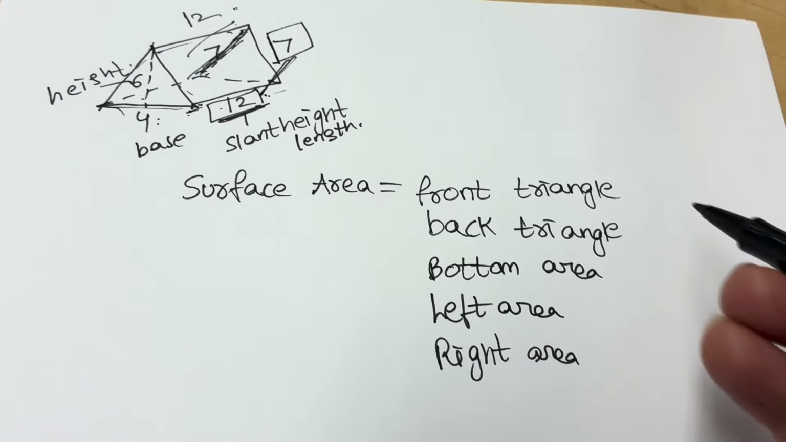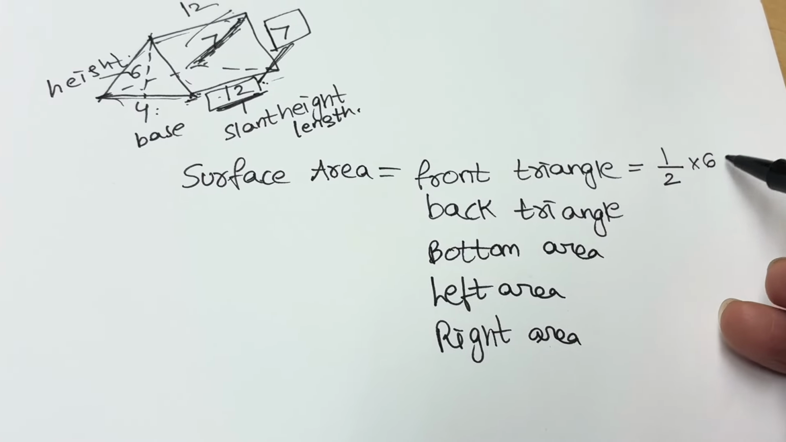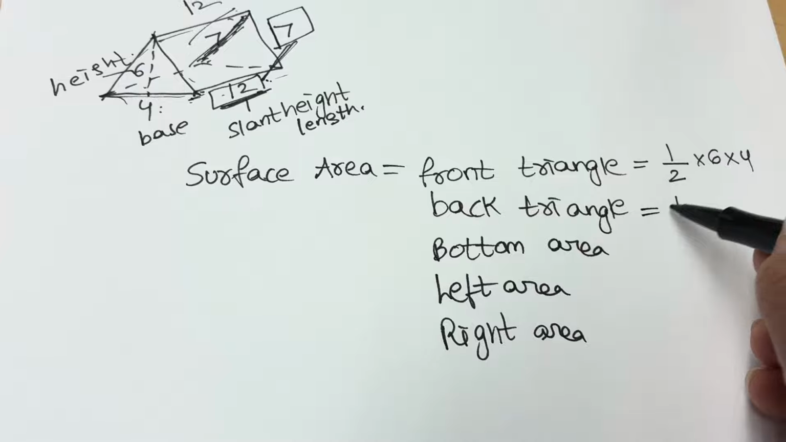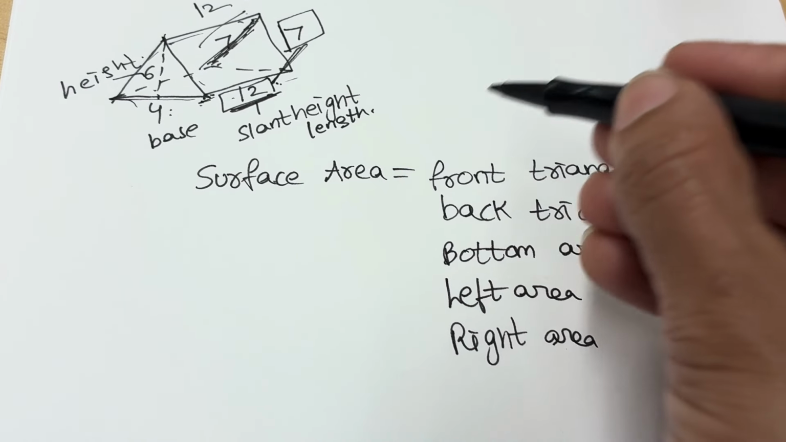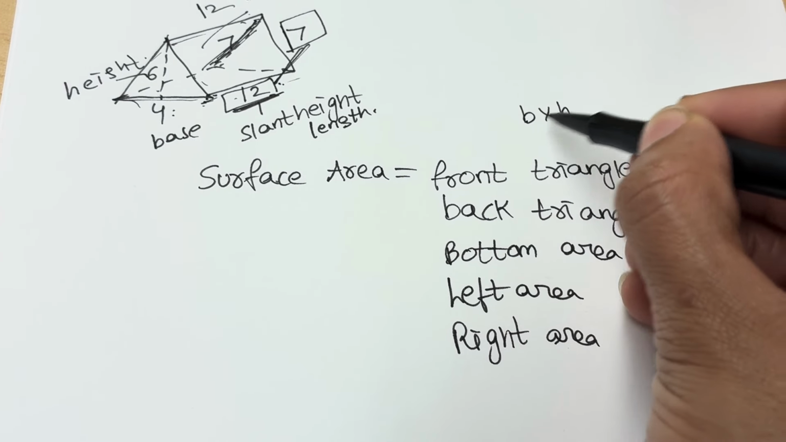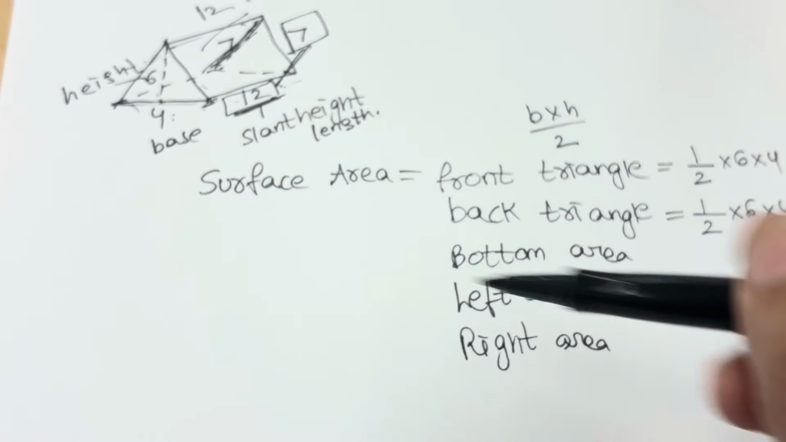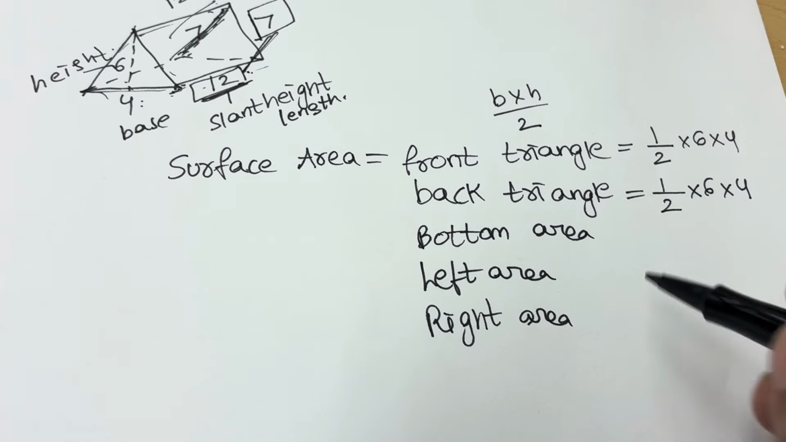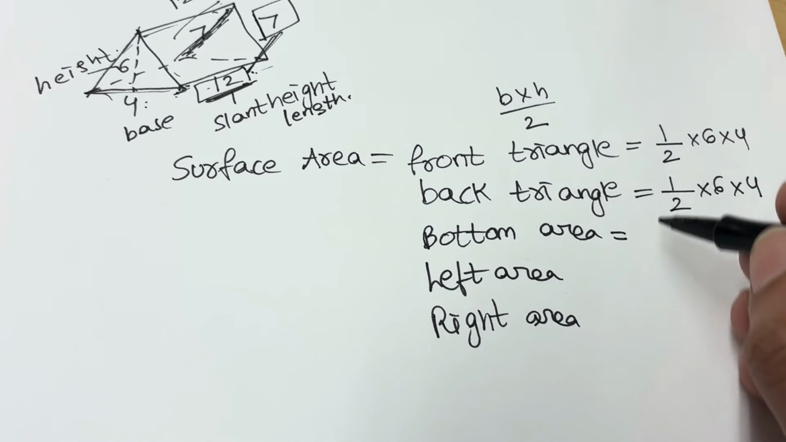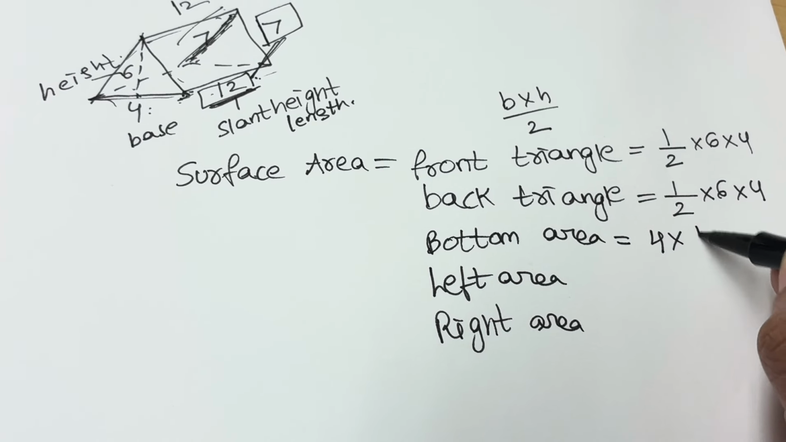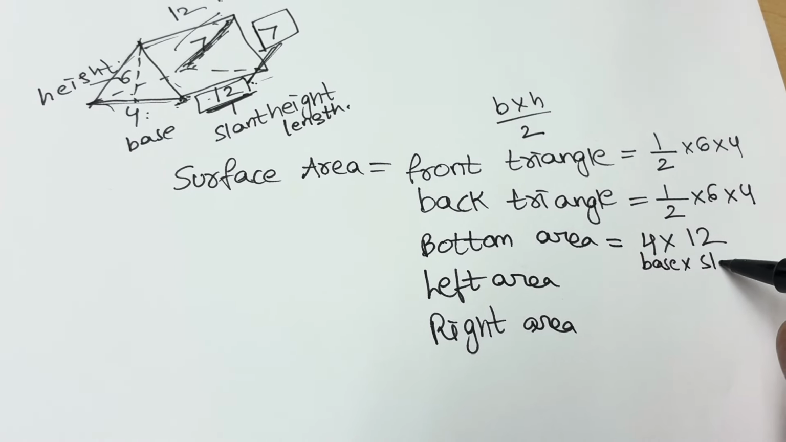So let's do that. For the front triangle, I have half into 6 into 4. And for the back triangle, same thing, half into 6 into 4. Area of a triangle is base into height by 2. So I have my base as 4 and height as 6, so 4 into 6 by 2. I do it 2 times for front and back. Bottom area is nothing but base multiplied with slant length. So my base is 4 and slant length is 12, so this is base multiplied with slant length.